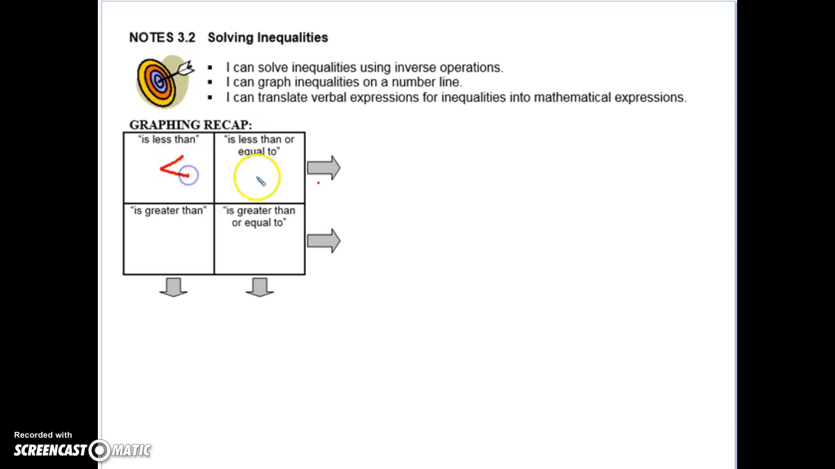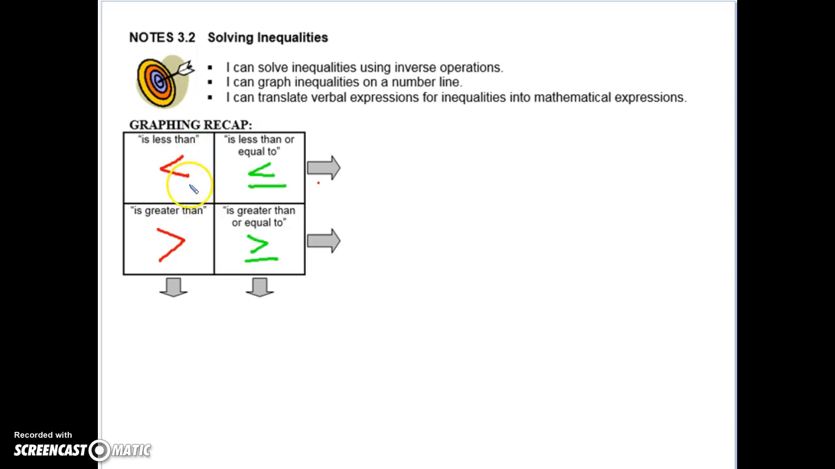So less than looks like this. Greater than is switched. Less than or equal to is going to be with that line underneath, or it could be greater than or equal to. So those are my four symbols. No equal signs because these are inequalities. But let's talk about how we would represent these two symbols.